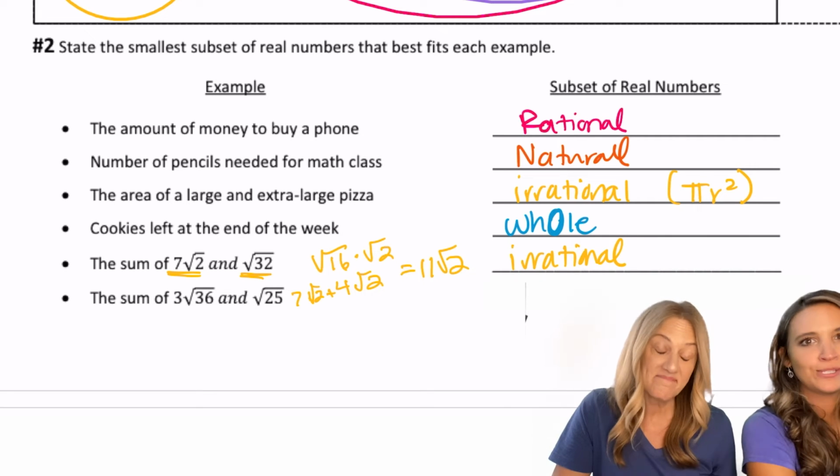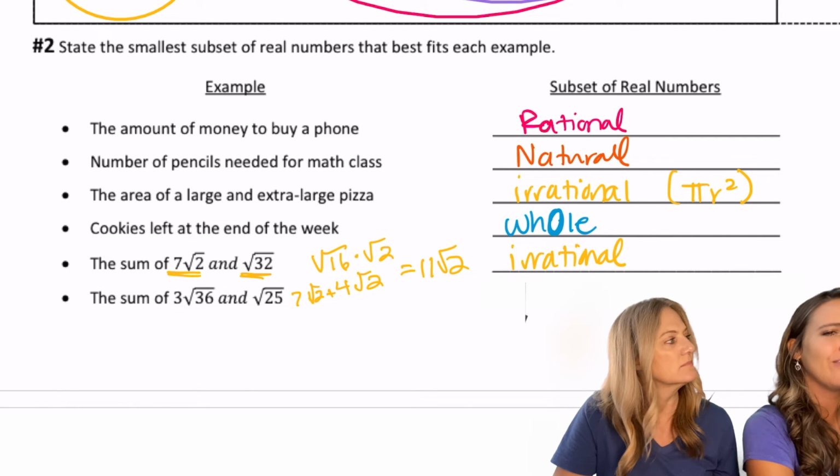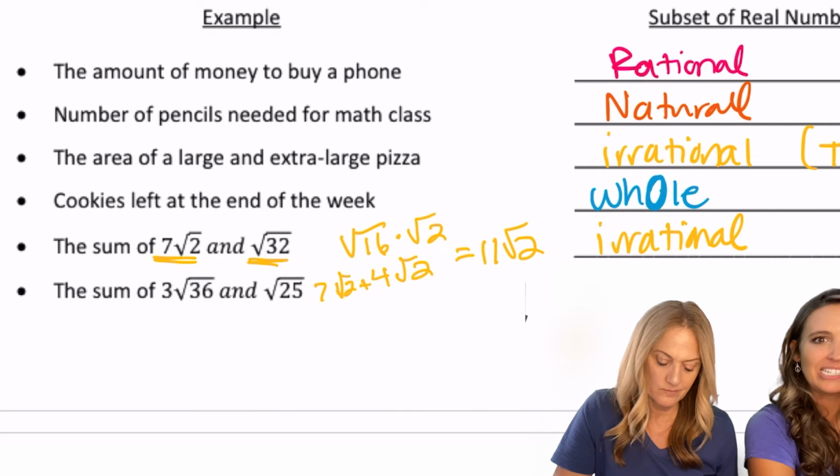Then I bet this next one's irrational as well, because I got 3 root 36 and root 25. If I add those together, wait, root 36, that's 6.